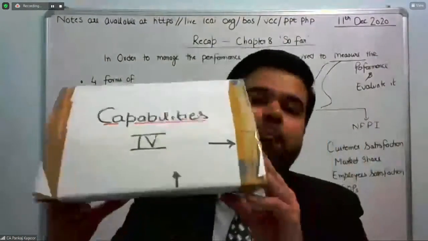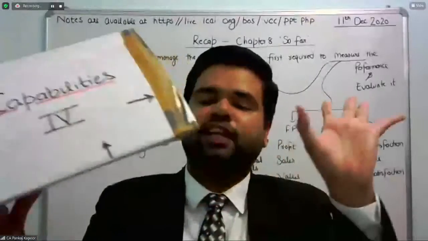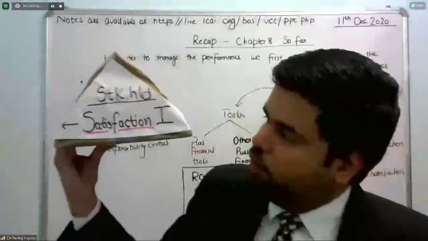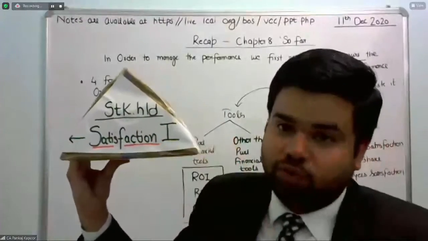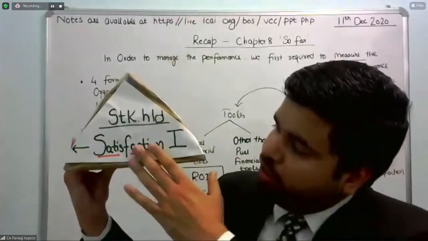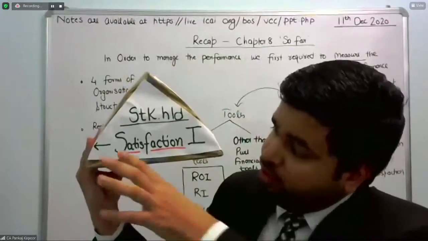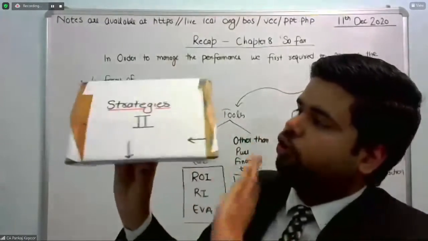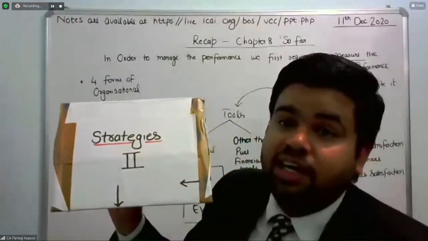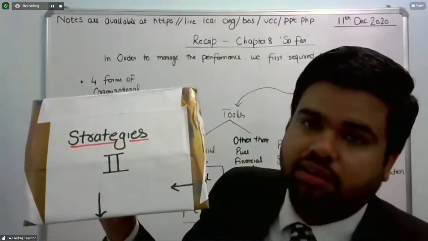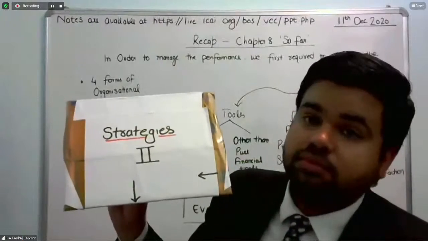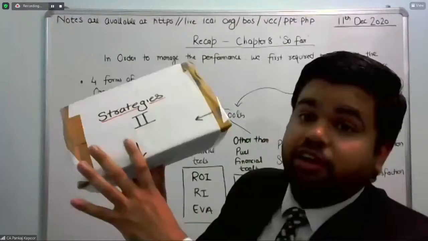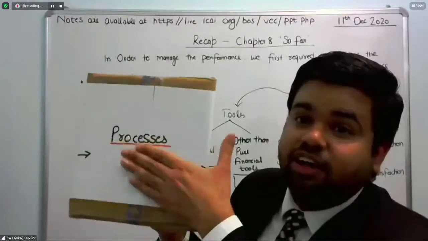Now, this is the prism which has the 5 sides. We'll start with the first side. What is the first side? Stakeholder satisfaction. We need to satisfy the stakeholder. It says move to this side. In order to satisfy the stakeholder, what do we need to do? We need to make the strategies. We make the strategy. It says move to this side. What will happen if we move to this side? This side of the prism?